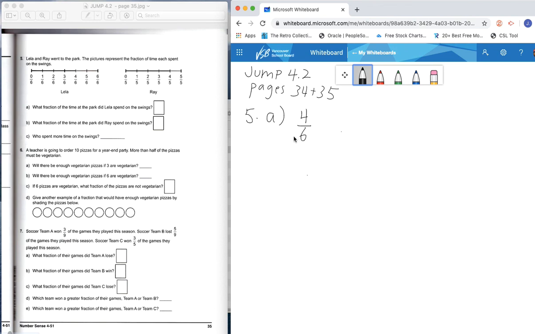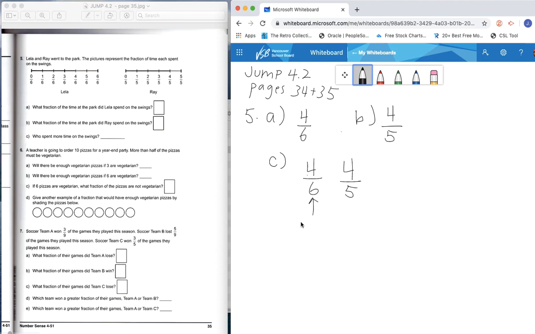B. What fraction of time at the park did Ray spend on the swings? So again, looking at the bold line for Ray, where does it stop? It stops at 4/5. So you're going to write 4/5. All right, C. Who spent more time on the swing? So remember, we're comparing 4/6 and 4/5. If you go back a few lessons ago, remember if the numerators are the same, you're just looking at the denominator. And the bigger denominator means that there are more parts, and that means it is smaller. So 4/6 is smaller.